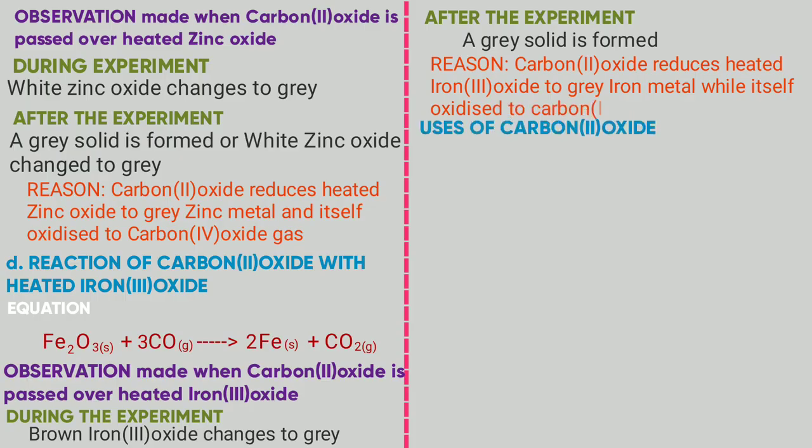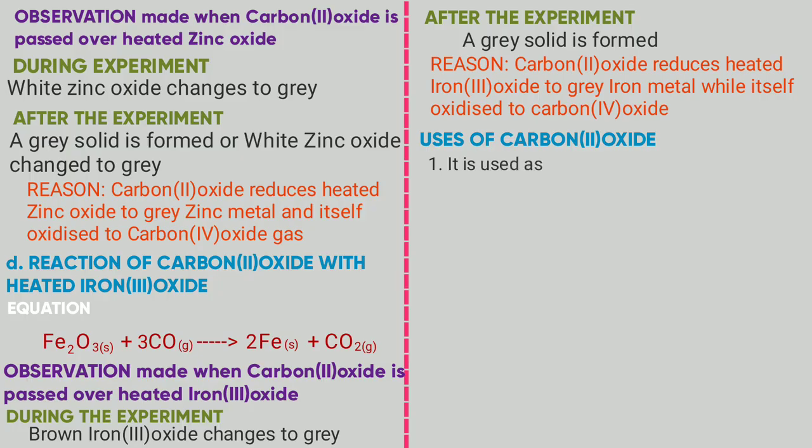Now, uses of carbon 2 oxide include: 1, it is used as a reducing agent in the extraction of metals. And then 2, it is used as a source of fuel when mixed with hydrogen gas.